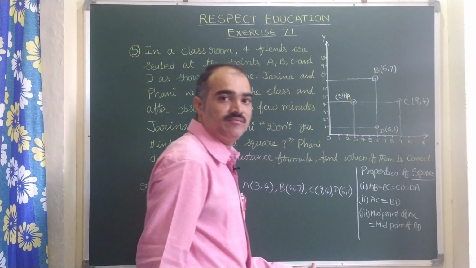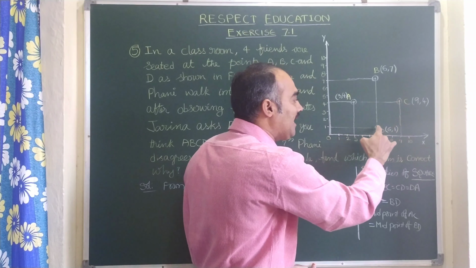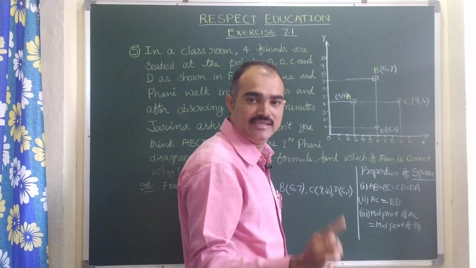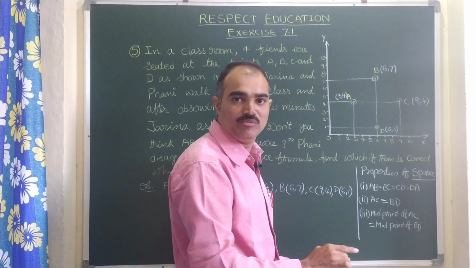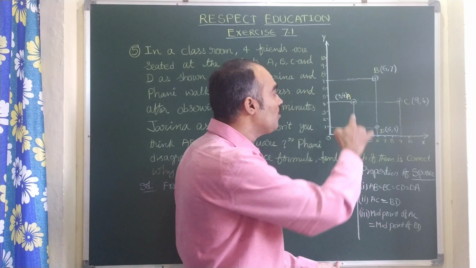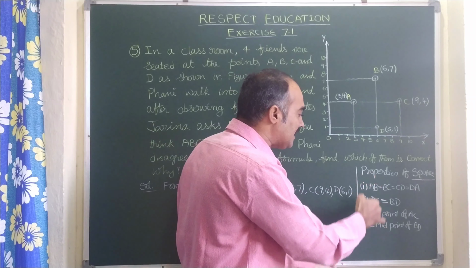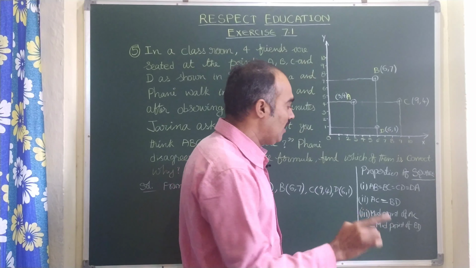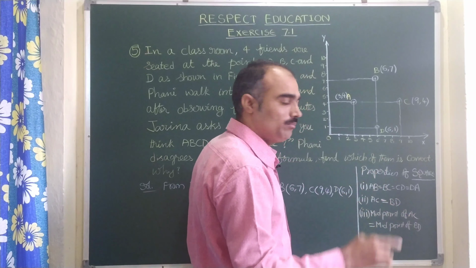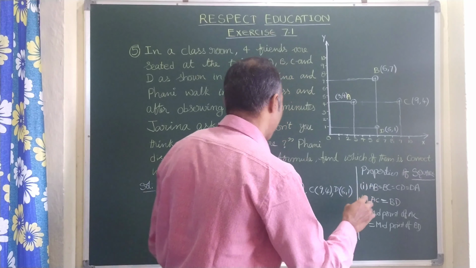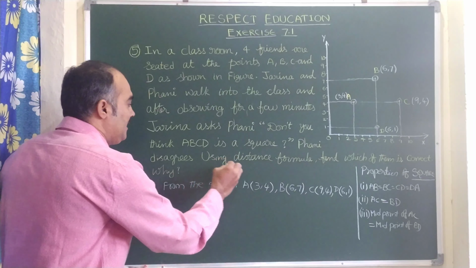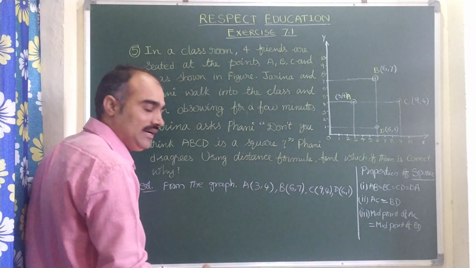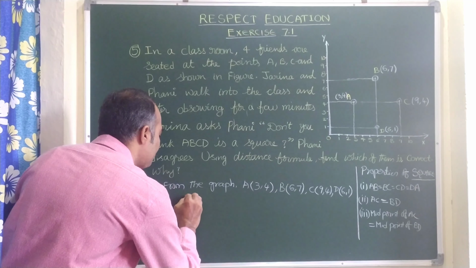Other than this, the angle at each vertex, that is angle A, angle B, angle C and angle D, each should be 90 degrees. But in this chapter, coordinate geometry, it is not possible to prove the angles. So these conditions are sufficient to prove ABCD is a square. Now let us find these values one by one. First let us find AB, using the distance formula. So let us have the distance formula first.